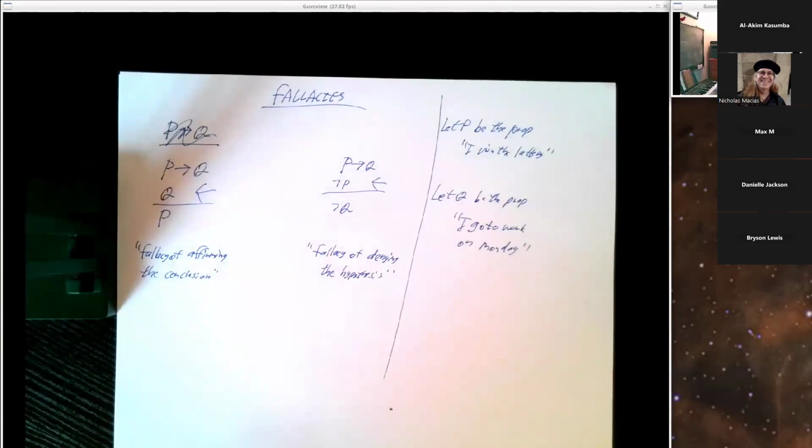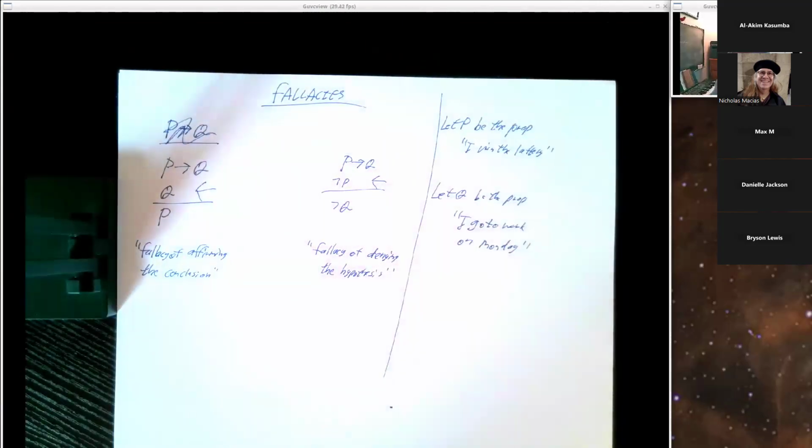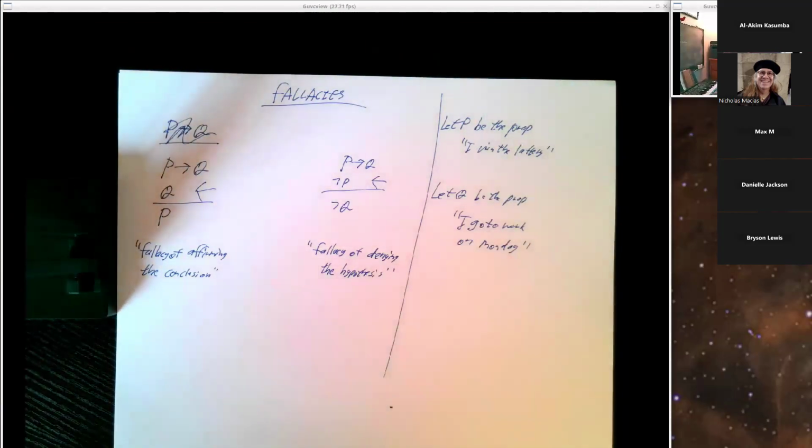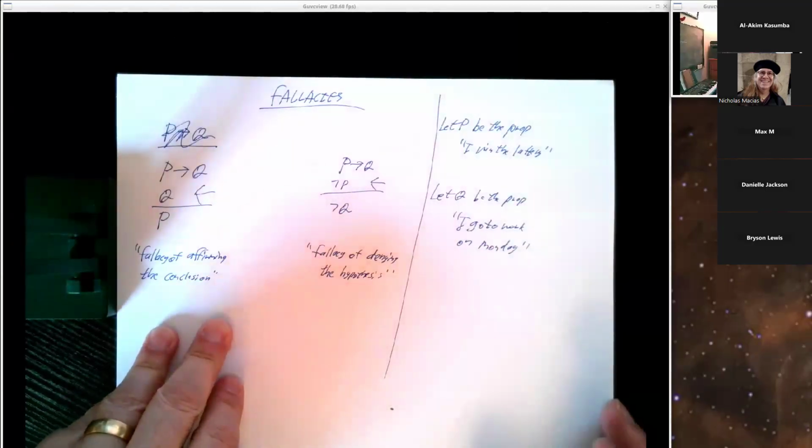Sometimes on tests, I'll ask you to identify laws of logic or fallacies. So it's good to be able to know which one of these is which. So you can put that on your sheet of notes for tests and such. All right. Other questions or comments on those?